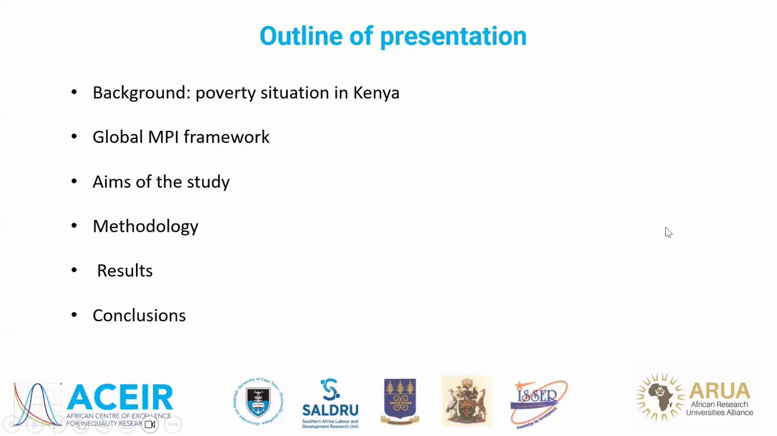So this is just the outline of the presentation. We start by looking at how the poverty situation looks in Kenya, and then we interrogate the global MPI framework.